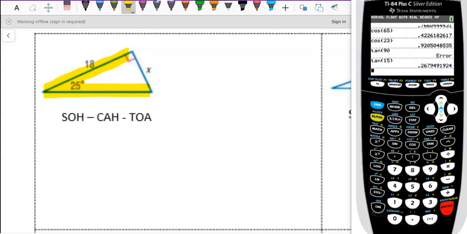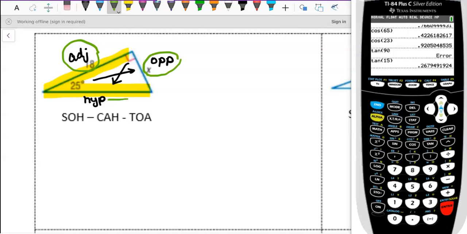Now remember, straight across from the right angle is your hypotenuse. The side of your angle is your adjacent. And then straight across from it is your opposite. Okay? Now, when I look, I have a number for my adjacent, and I have a variable for my opposite, but I have nothing for my hypotenuse.